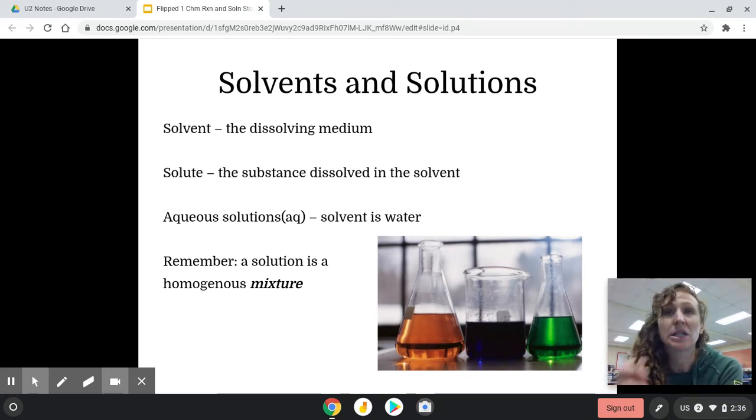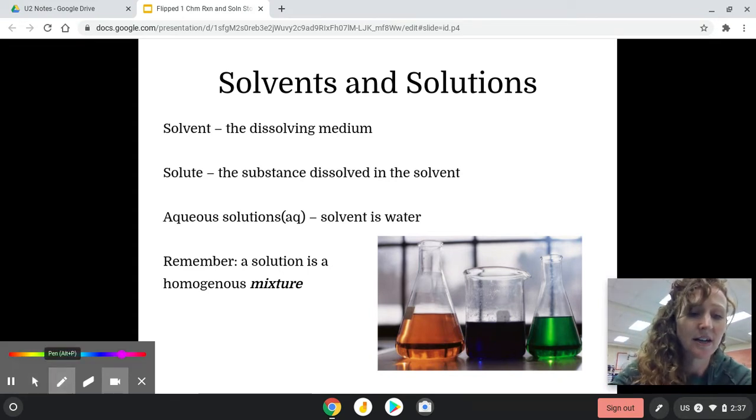The thing that's being dissolved is your solute. So if you're making sugar water, your sugar is your solute. Your water is your solvent. Now, anytime that your solvent is water, that's going to be an aqueous solution.